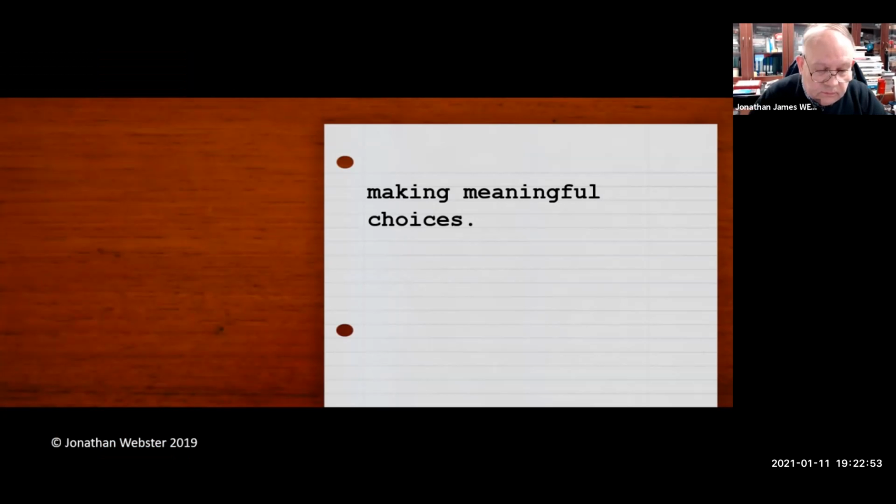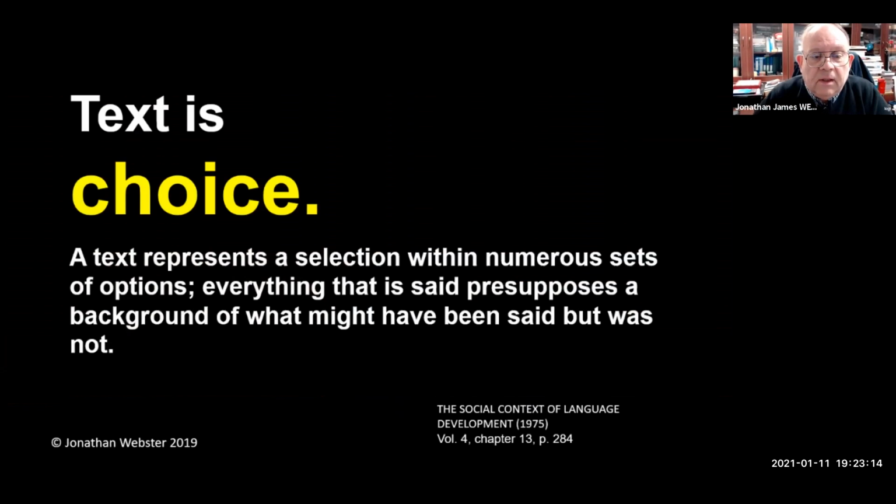Now, what are we doing with language? What we're doing is we're trying to make meaningful choices. What is meaning? Meaning is a choice. You have a choice about how you're going to say something. How do we make those meaningful choices? A text is a choice. A text represents a selection within numerous sets of options. Everything that is said presupposes a background of what might have been said but was not.